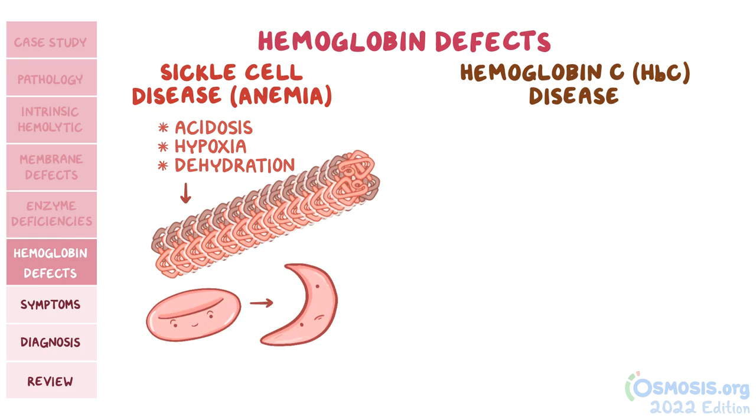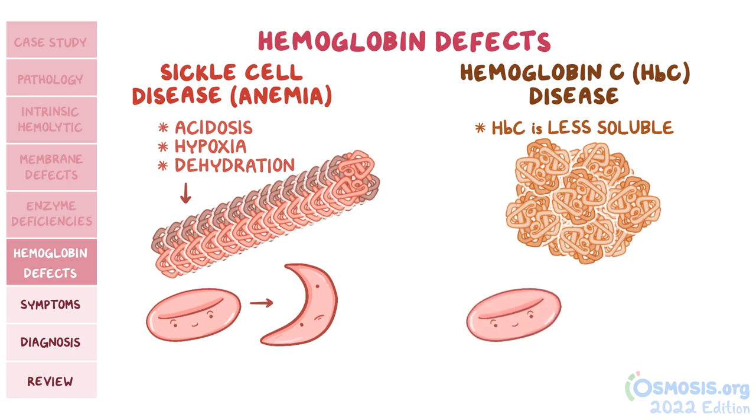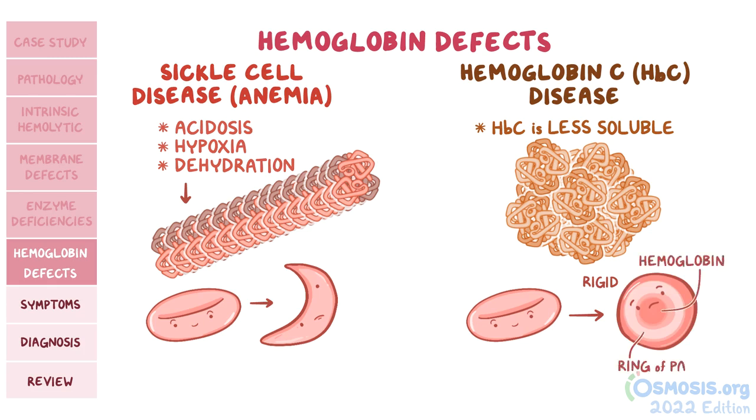In individuals with HbC disease, HbC is less soluble, so it aggregates into crystals, which build up in red blood cells, making them more rigid. And since there is less soluble hemoglobin, there's a relative membrane excess, so red blood cells start resembling a shooting target with a bullseye, with a dark center of hemoglobin, a ring of pallor, and an outer band of hemoglobin.